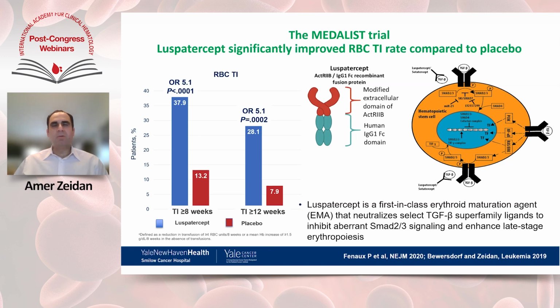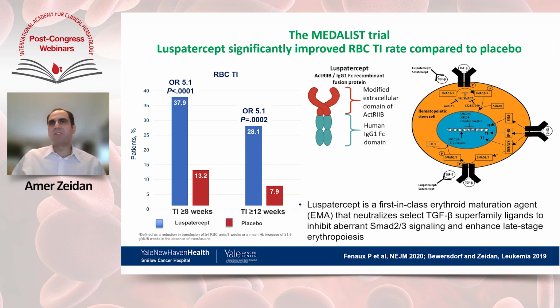Moving from lenalidomide to luspatercept, I mentioned that this is a transforming growth factor inhibitor. This basically is a ligand trap. You can see the structure of the drug luspatercept. It has a part of the human IgG1 Fc domain, which is linked to a modified extracellular domain of the activin receptor 2 beta. And this will remove the ligands of this pathway, which have been shown to suppress erythropoiesis, especially late stages of erythropoiesis, through SMAD signaling.